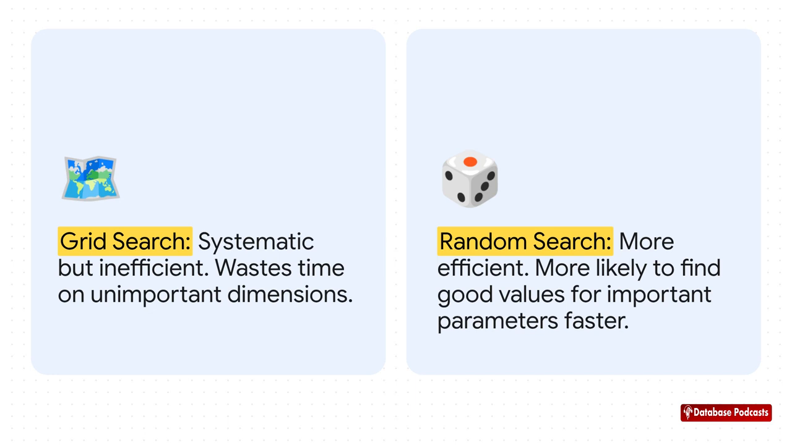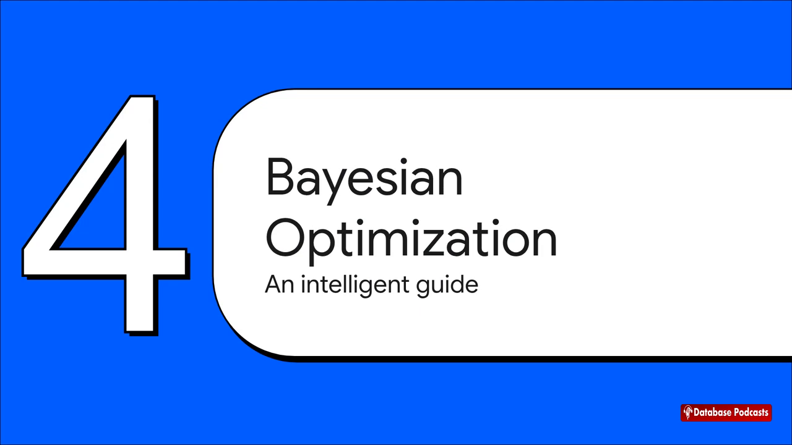So a smart gamble is great, but can we do better? Is there a way to search that isn't a gamble at all? A way that actually learns as it goes? Oh, yes, there is. And that's where we meet Bayesian optimization.